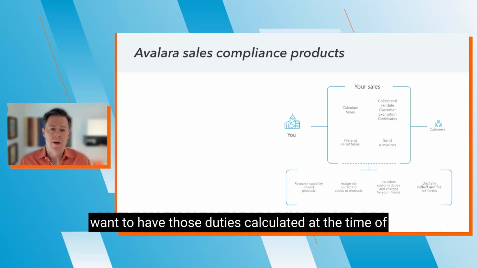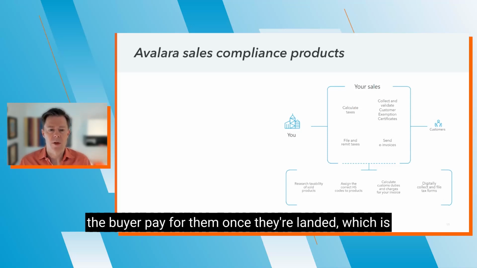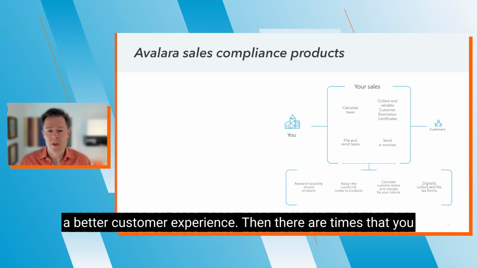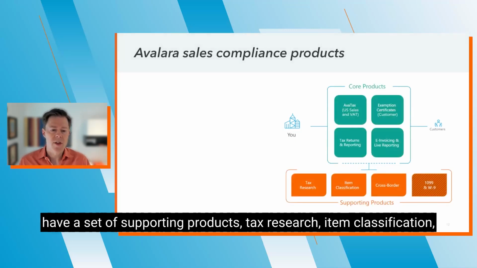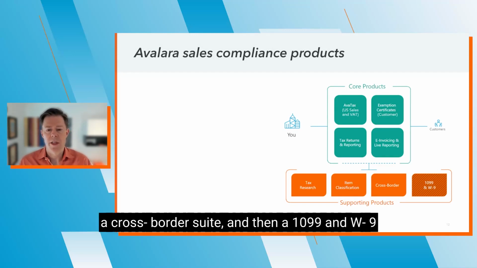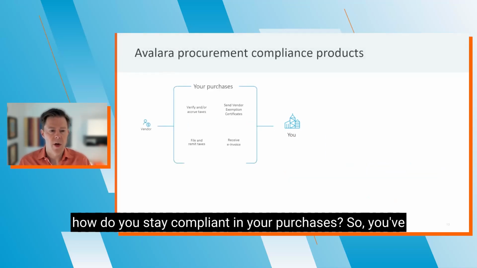You may want to have those duties calculated at the time of invoice and paid for in advance, as opposed to having the buyer pay for them once they're landed, which is a better customer experience. And then there are times that you maybe need to collect tax forms from customers. And so we have a set of supporting products: tax research, item classification, a cross-border suite, and then a 1099 and W-9 solution.